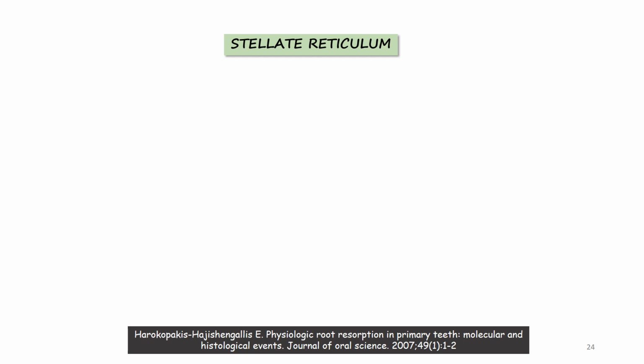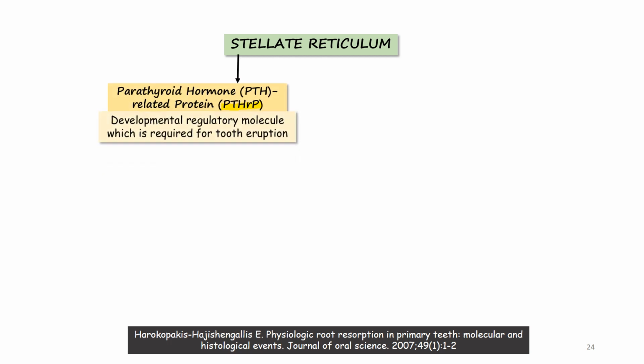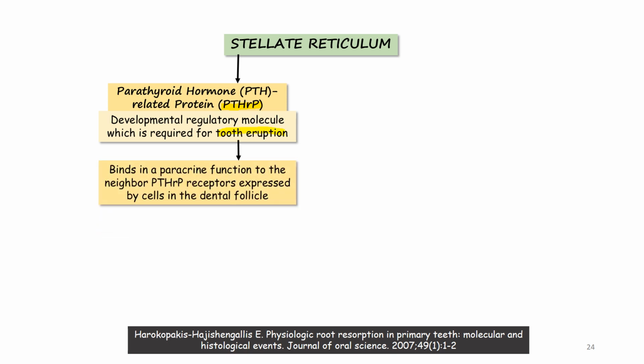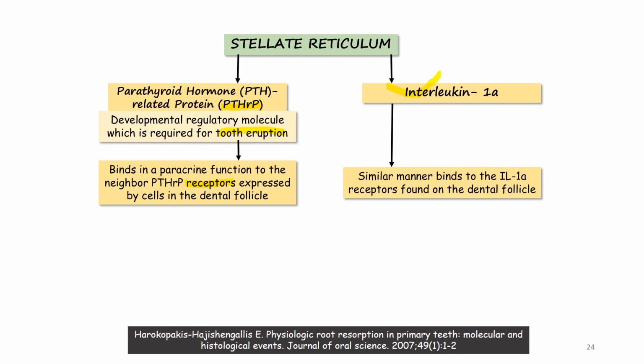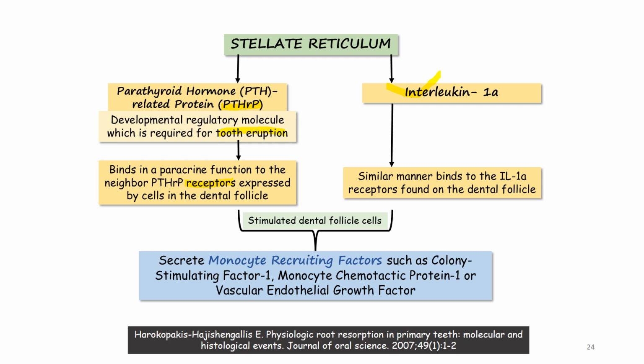At a critical time of the eruption process, the cells of the stellate reticulum secrete parathyroid hormone related protein. It is a developmental regulatory molecule which is required for tooth eruption. This binds in a paracrine function to the neighboring parathyroid hormone related protein receptors expressed by the cells in the dental follicle. Similarly, the stellate reticulum also secretes interleukin 1A. This binds in a similar fashion to the adjacent receptors found on the dental follicle. Now, these stimulated dental follicle cells secrete monocyte recruiting factors such as colony stimulating factor 1, monocyte chemotactic protein and vascular endothelial growth factor.